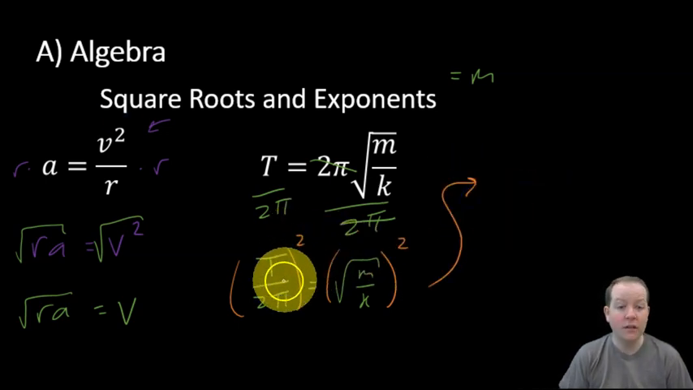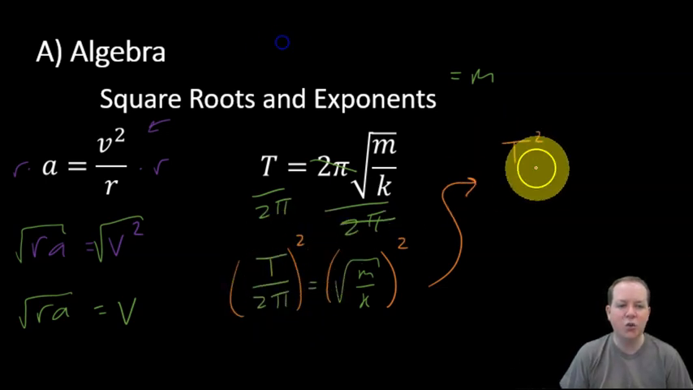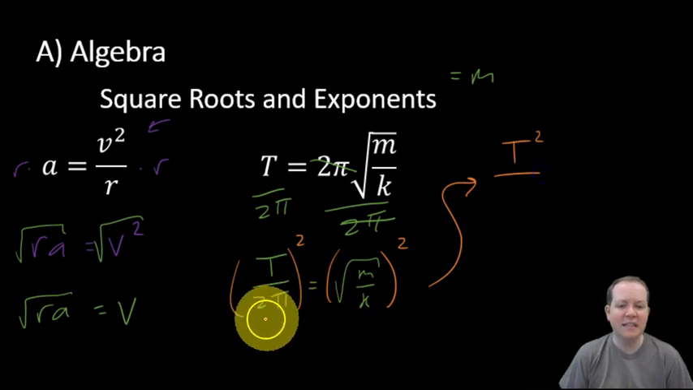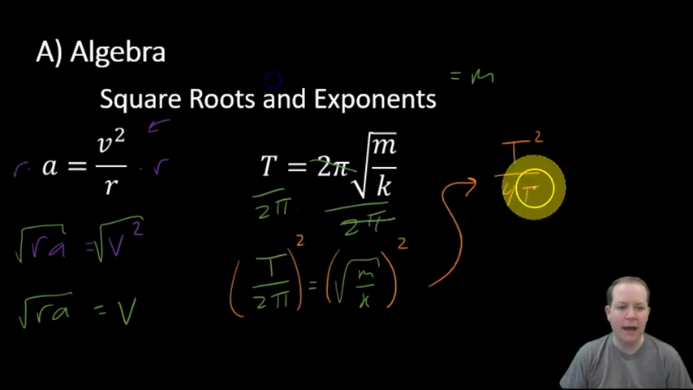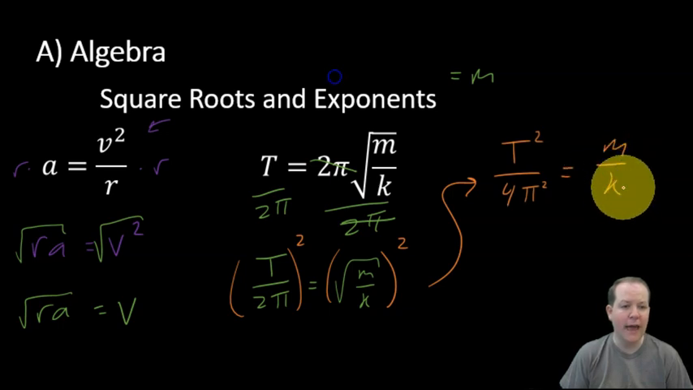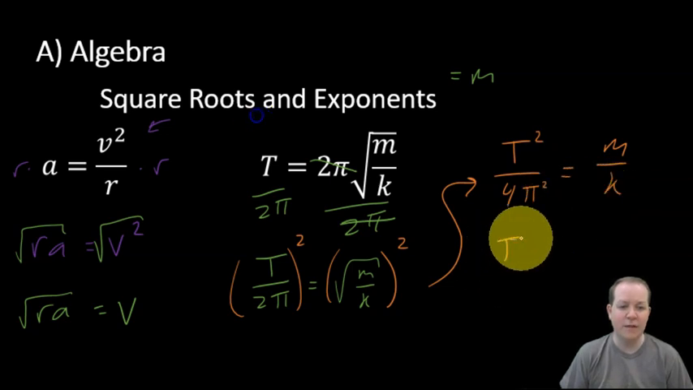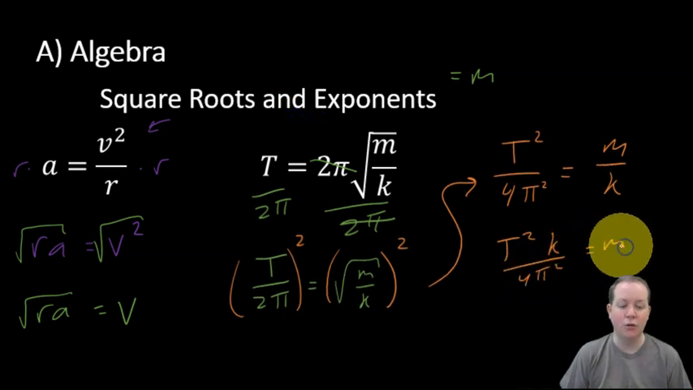Now, important: everything on this side is being squared. T squared divided by... Students mess up. They don't square the stuff on the bottom. 2 squared is 4. Pi squared is pi squared. What does that equal? I got rid of that square root: m over k. And then again, if I was trying to solve for m, I just want to kick this k out from underneath. That leaves me with t squared multiplied by k over 4 pi squared. That is equal to m.